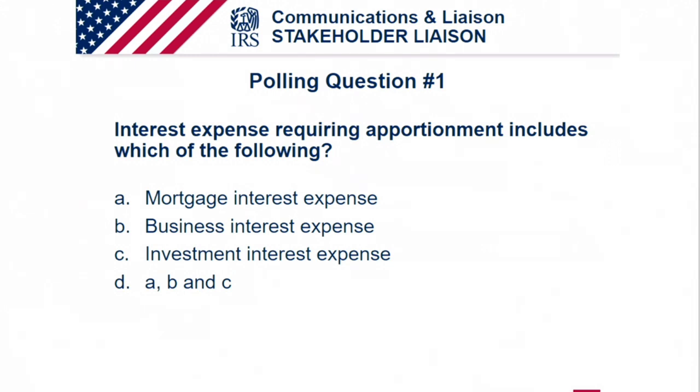I'll read that one more time. Interest expense requiring apportionment includes which of the following? A, mortgage interest expense, B, business interest expense, C, investment interest expense, or D, A, B, and C. I'll give you a few more seconds to make your selection.